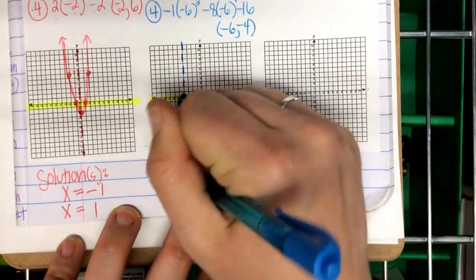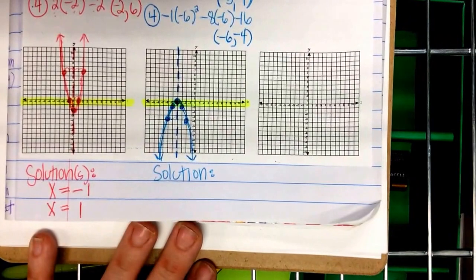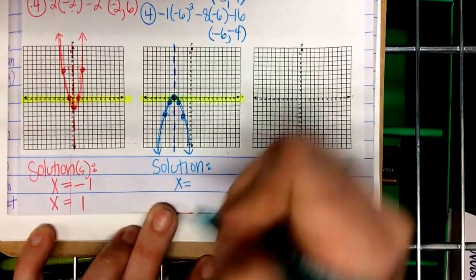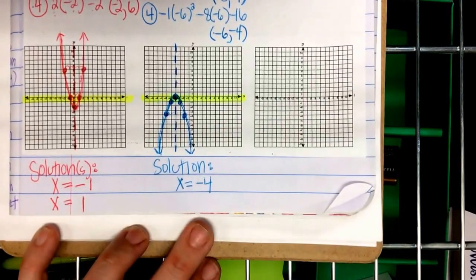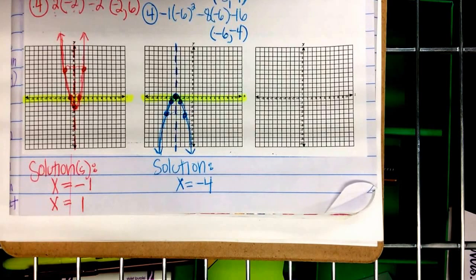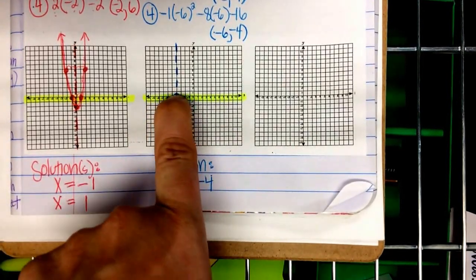How many solutions does this parabola, this quadratic, have? 1. Katie, what is it? X equals negative 4. And you're done. You have to write the solution. Tony. Yeah, once you got to your vertex, you could have said, oh, that's exactly on there. I don't have to do anything.